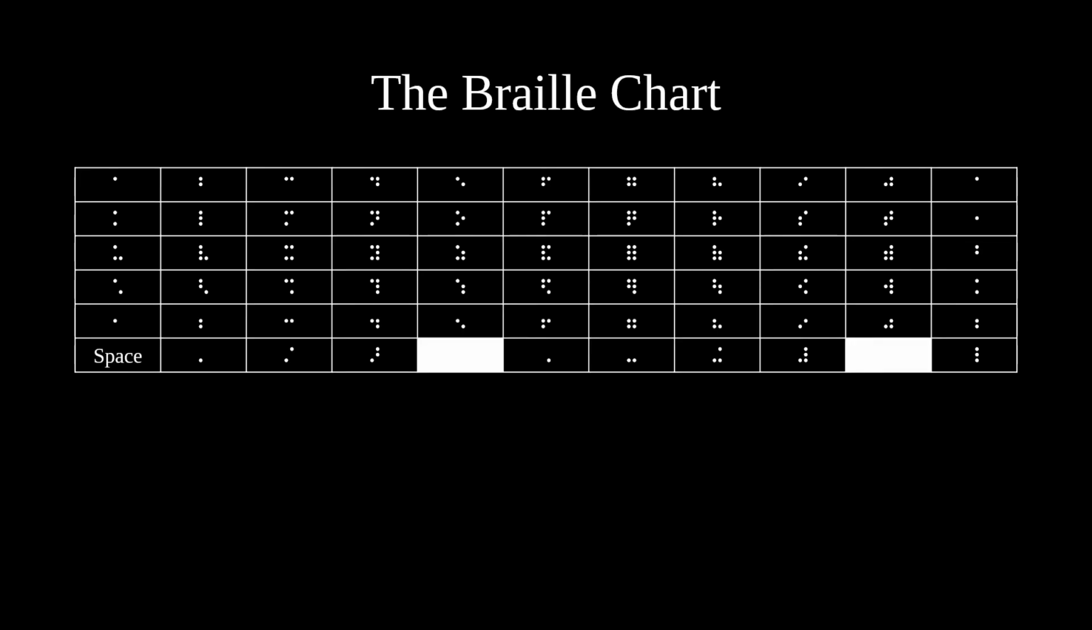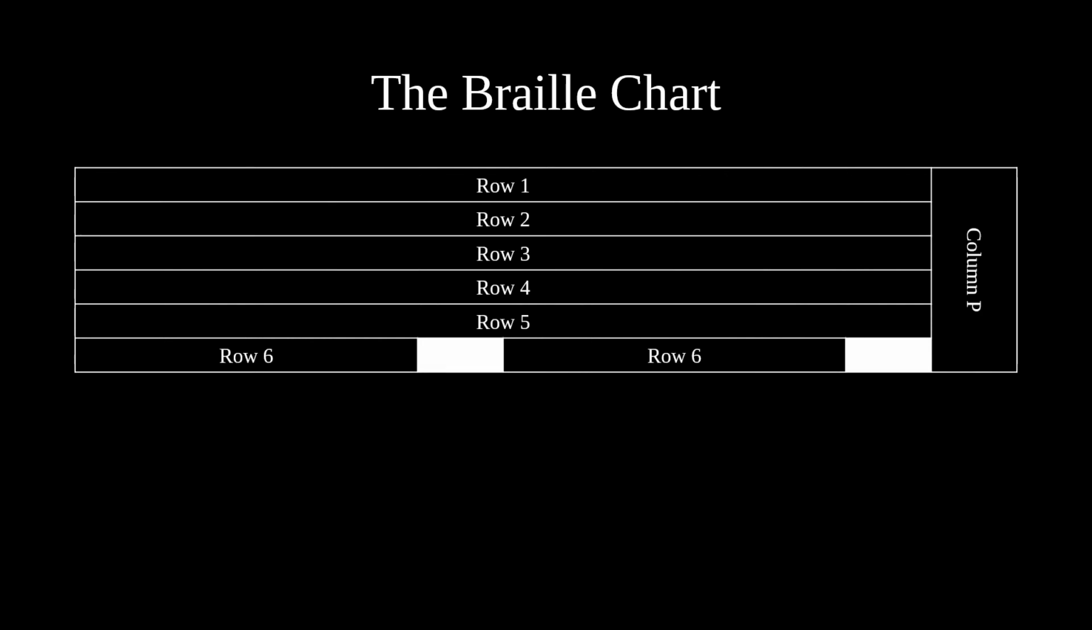This video will teach all of you the meanings of each Braille cell. In case any of you forgot, this is the Braille chart. I divided the chart into 6 rows and 1 column. Every row has 10 cells, of which 2 in the bottom row are unused.